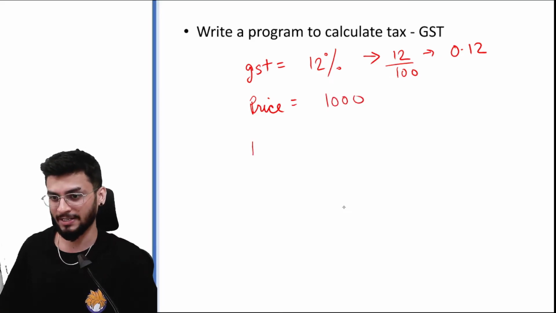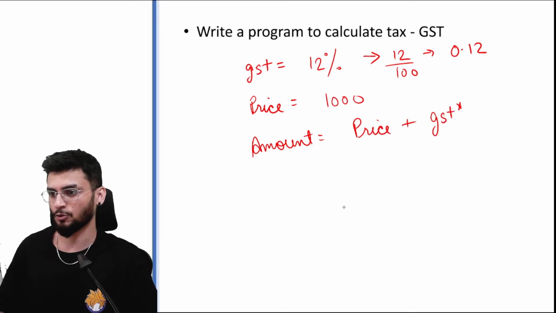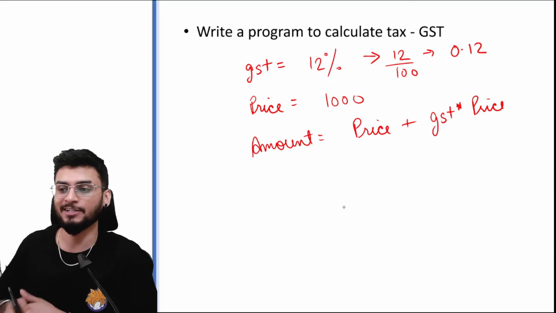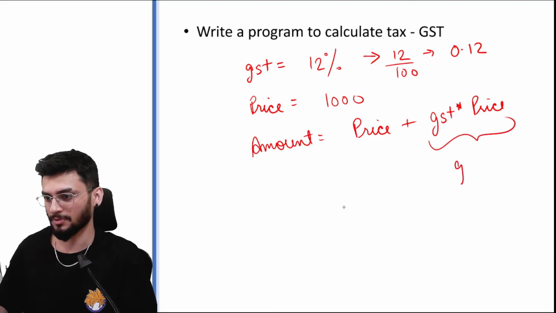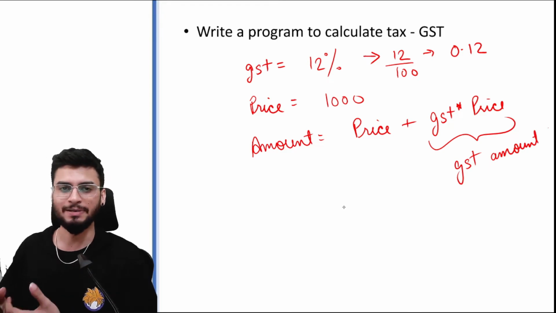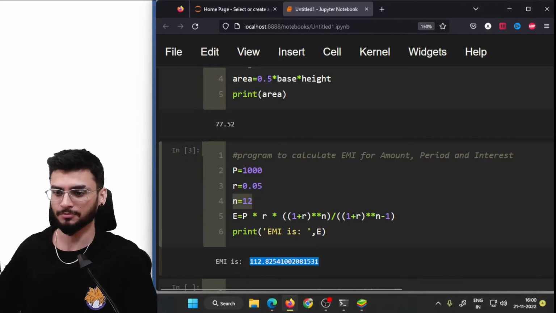And if I want to find the final price or the amount, it should look like price plus GST into price. So original price, and we are adding the total GST to it. So this would be the GST amount. I hope it's clear till now. It's just basic mathematics. You're just converting percentage into numerical terms.